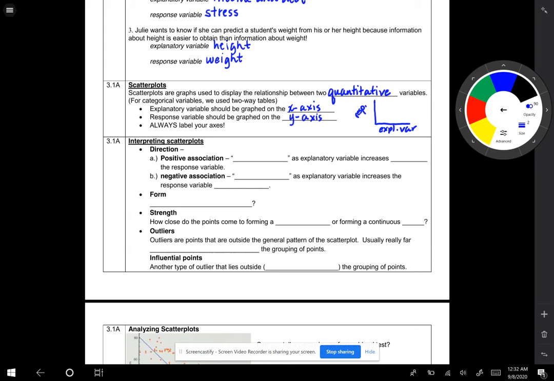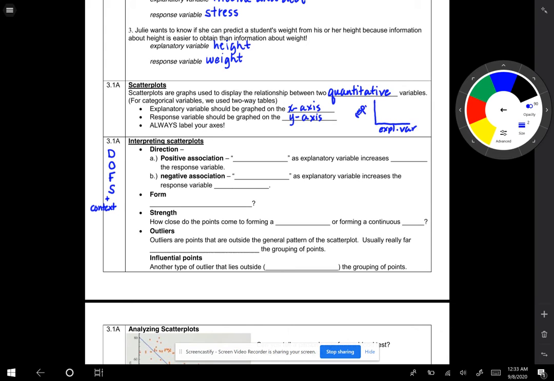When we're asked to interpret scatter plots, there's another acronym. There's lots of acronyms in AP Stats. This one is called DOFS, kind of like diffs, but DOFS. So D stands for direction, O stands for outliers, F stands for form, and S stands for strength. Plus, you talk about all of this in context relating to the problem.